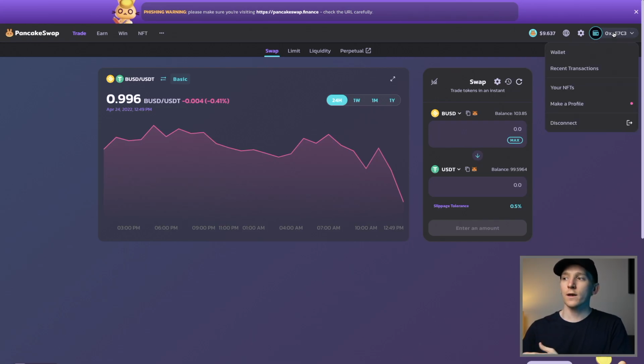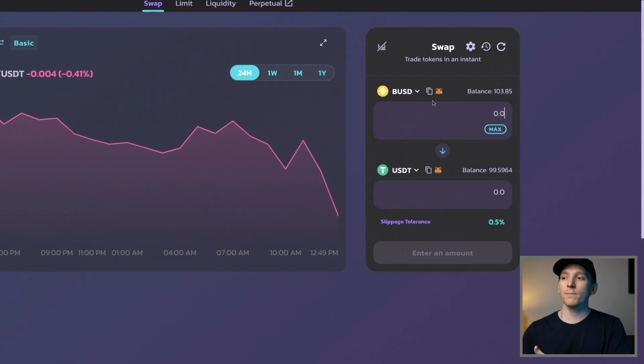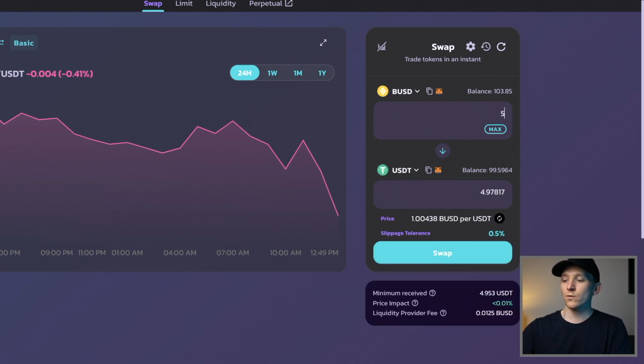So if you link up your MetaMask wallet on the right-hand side, I've got a step-by-step guide for PancakeSwap in the description if you are a total beginner. But obviously this swap allows me to swap one token, which in this case is BUSD, into another token, which is US dollar Tether. I have Binance US dollar, so I can swap $50 into $50 of Tether because they're both stable coins, so they're both pretty much the same value.